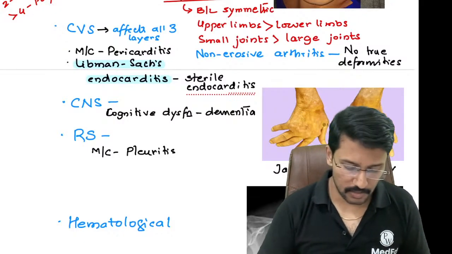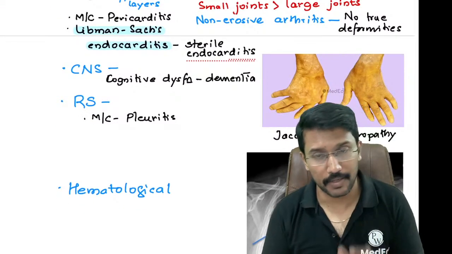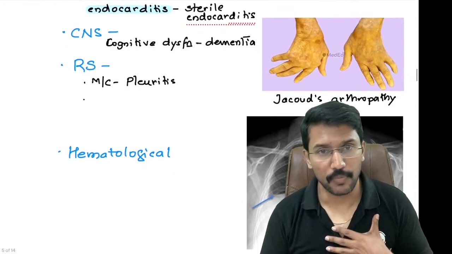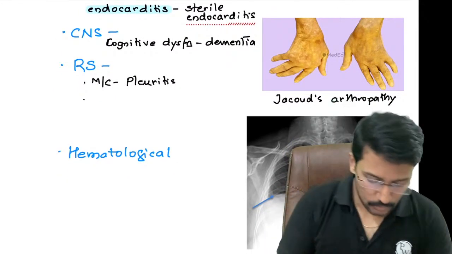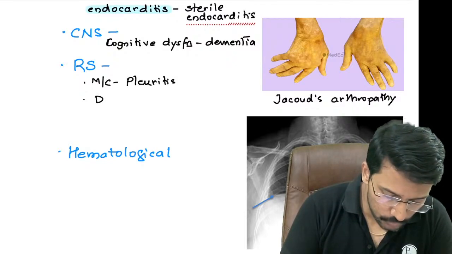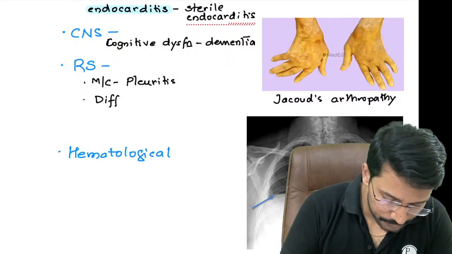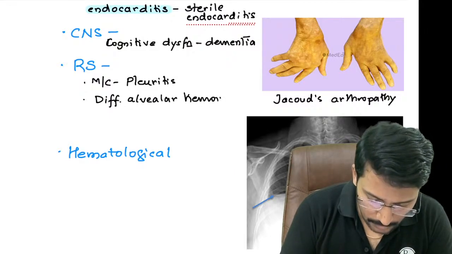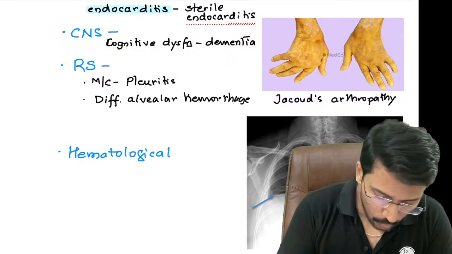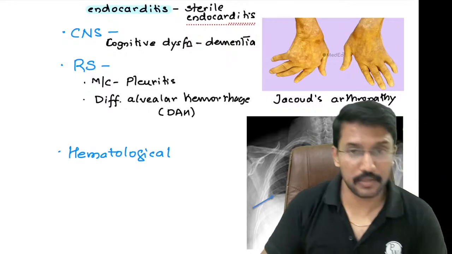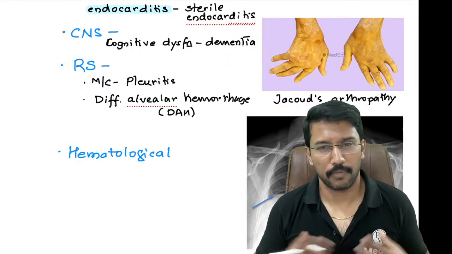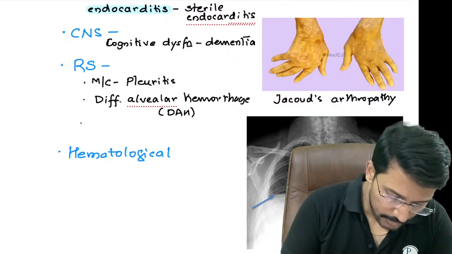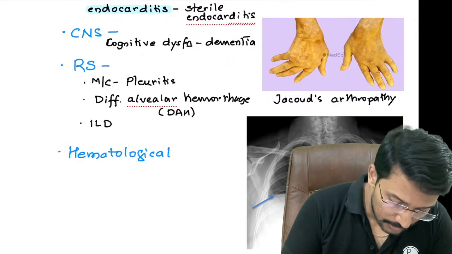When it comes to the respiratory system, I have already told you pleura is the most commonly affected structure. But apart from that, SLE also affects the lungs directly. What all can it cause to the lungs? It can cause what we call diffuse alveolar hemorrhage, or DAH, where there will be bleeding into the alveoli because of the vasculitis, and such patients have a high risk of mortality. It also causes interstitial lung disease.